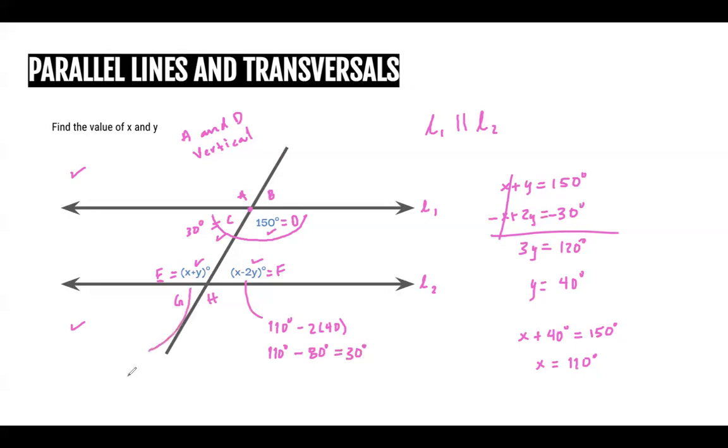And over here, you would simply write 110 plus 40 degrees, getting you 150.